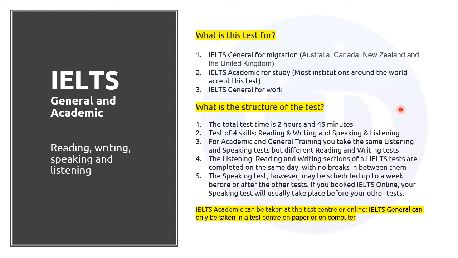What's the structure of the test? The test is 2 hours and 45 minutes long. It tests your 4 skills: reading, writing, speaking and listening. Now, this is the difference between academic and general, so you might need to listen very carefully. For academic and general training, you take the same listening and speaking tests, but different reading and writing tests.